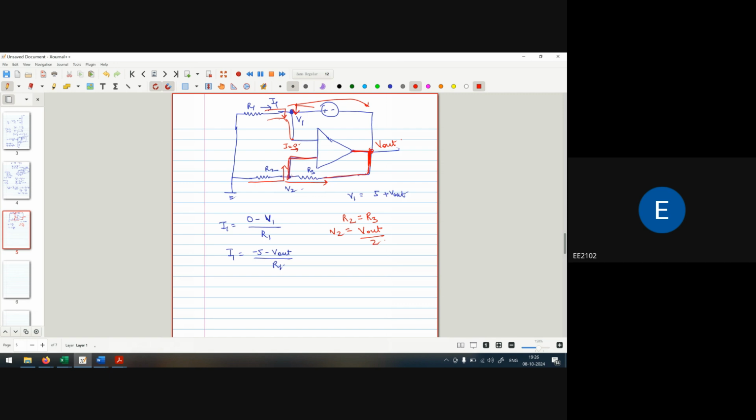Otherwise, it is better to avoid it. Because so far, I don't remember any question where we have seen these kinds of loops where a loop contains a source.